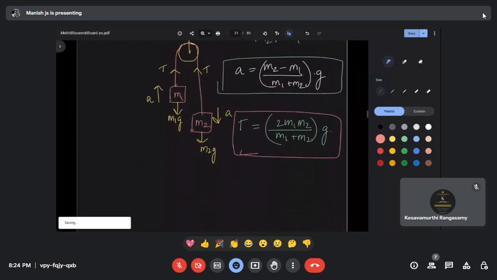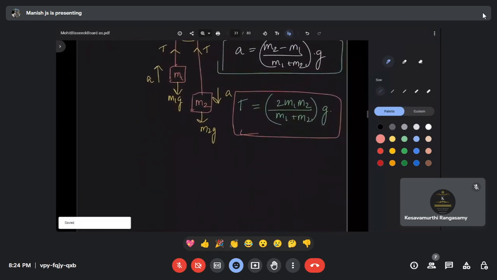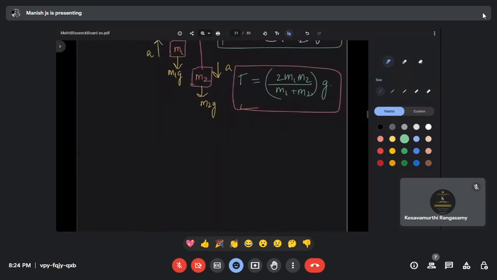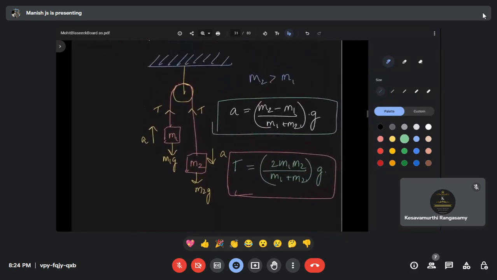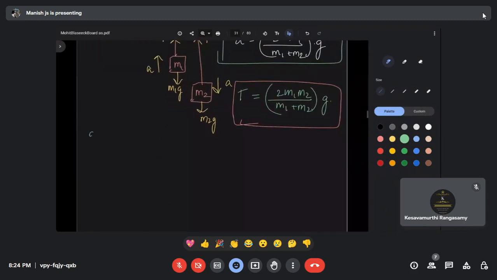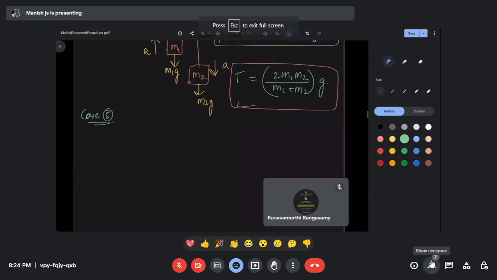So we are done with pulley now. Again, we have different cases also for pulley. This is one of the cases. Okay, moving on to the next one. So this is case 5. Moving on to case 5.